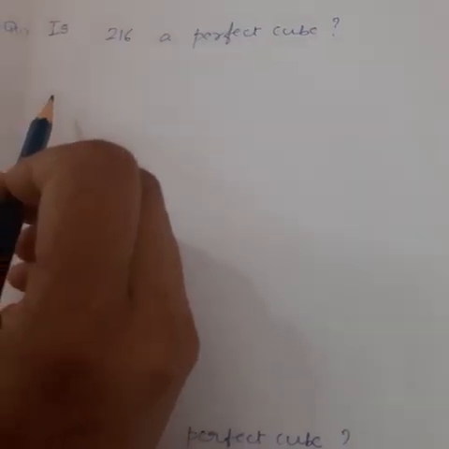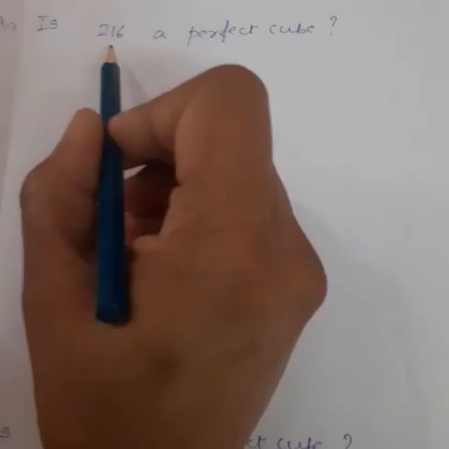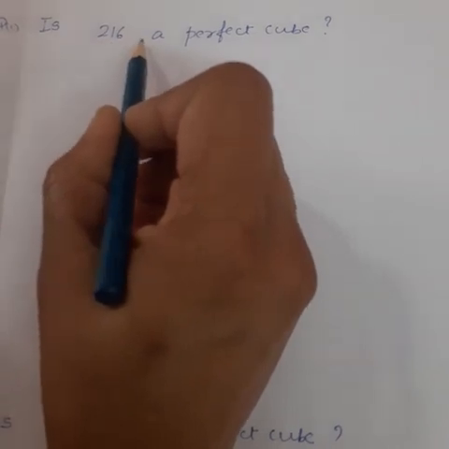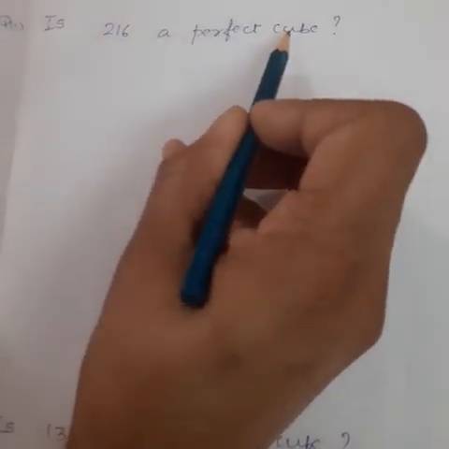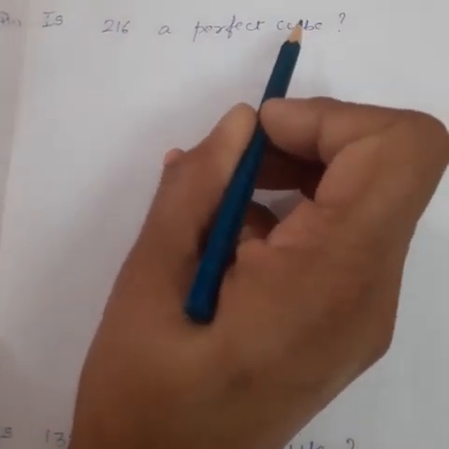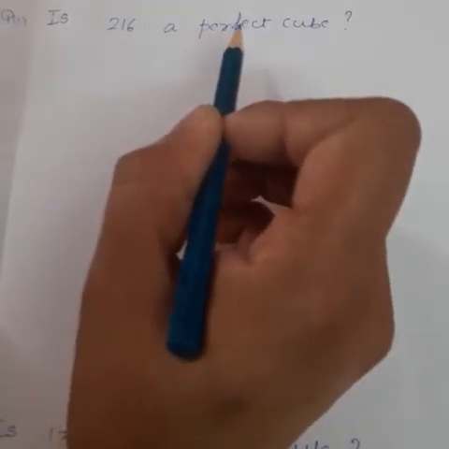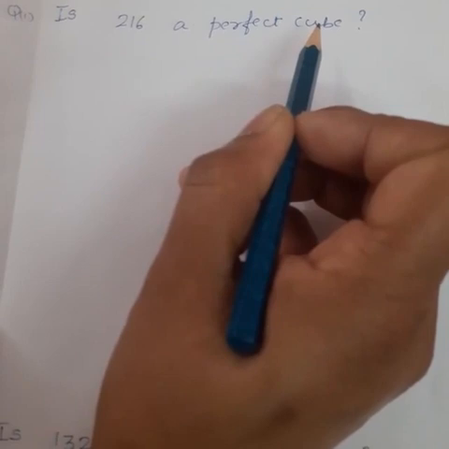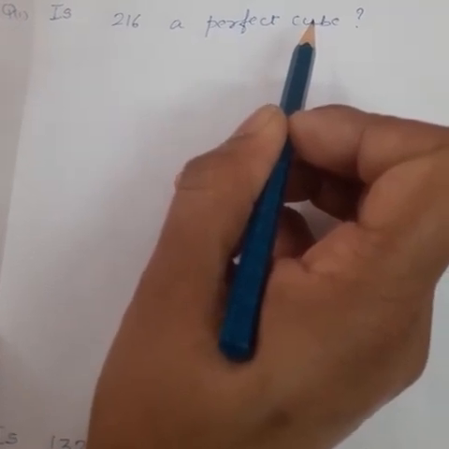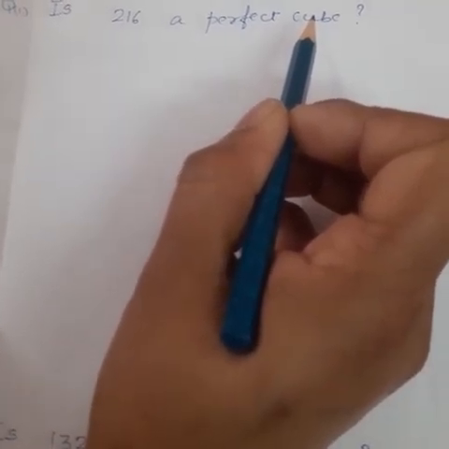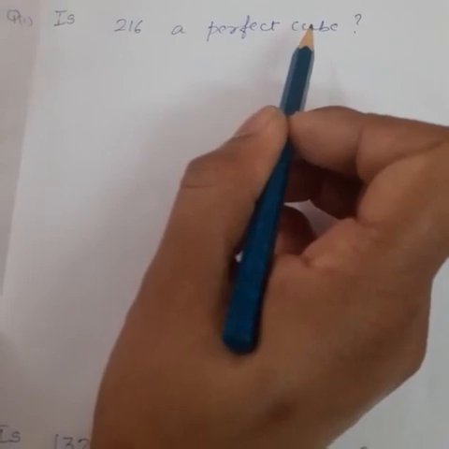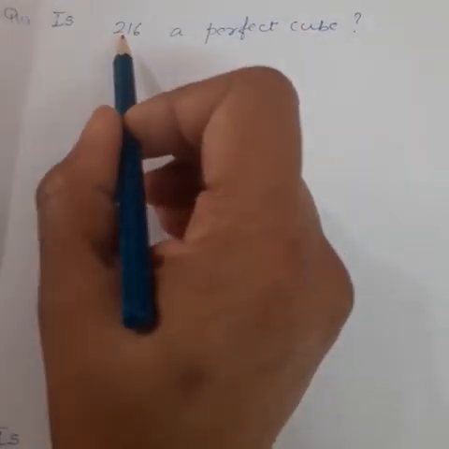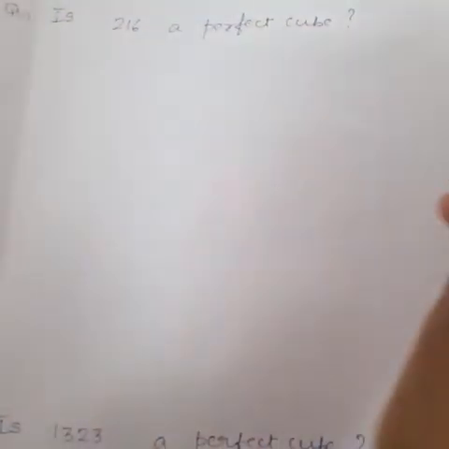Now let's check whether 216 is a perfect cube or not. That is, we will study how to check whether the given number is a perfect cube or not. The steps for that: first step, we have to express the given number as the product of prime factors. So let's do the prime factorization of 216 here.